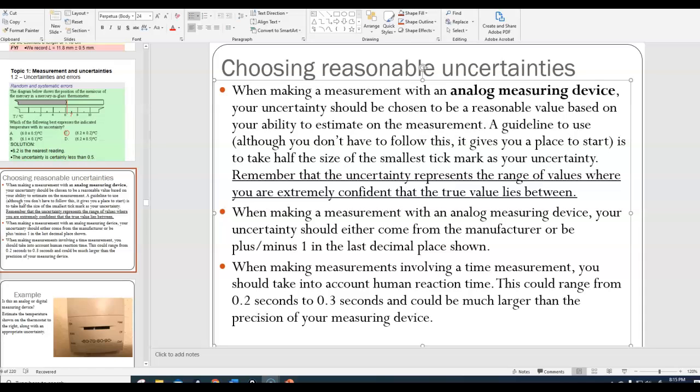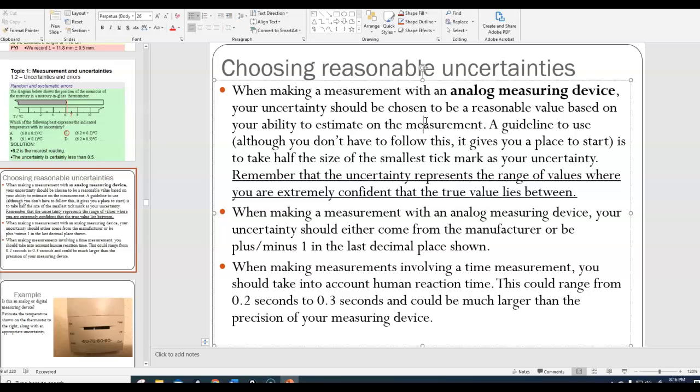Okay, so in the last video we introduced the concept of uncertainties and making measurements with analog and digital measuring devices. Just one more thing to add about that. As far as using an analog measuring device to make a measurement, the uncertainty is somewhat set by the precision of the measuring device itself, but it's also somewhat of a judgment call. Your uncertainty you should choose to be some reasonable value that you can justify based on your ability to estimate that measurement. And in some situations, it could depend on what it is you're measuring.